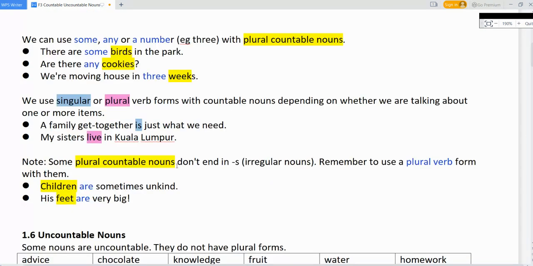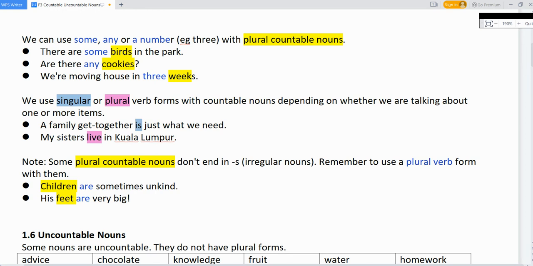Okay, next. We use singular, satu, or plural verb forms with countable nouns depending on whether we are talking about one or more items. Okay, for example, a family get together. So this is the subject of the sentence. There is only one item here, only one family get together, ada satu perjumpaan sahaja. Then for the verb, we use a singular verb. That's why we say is. A family get together is just what we need.